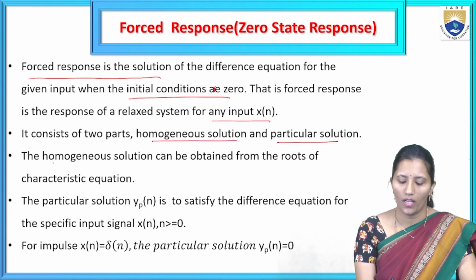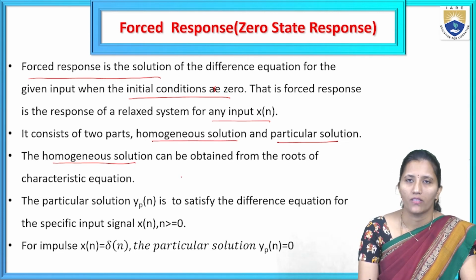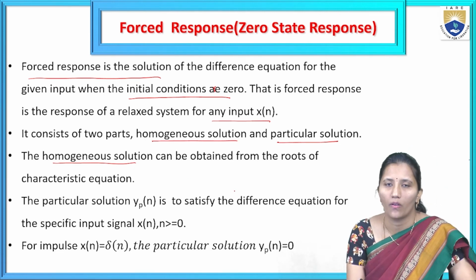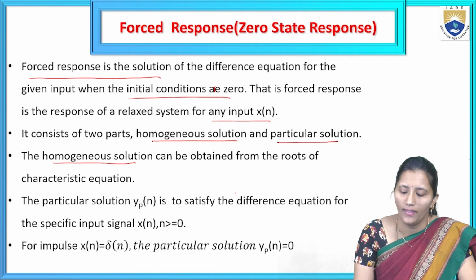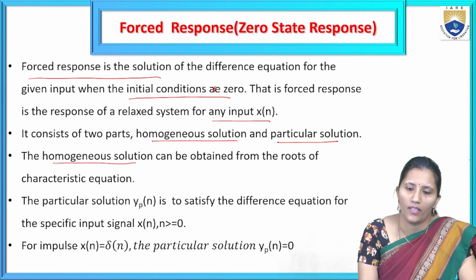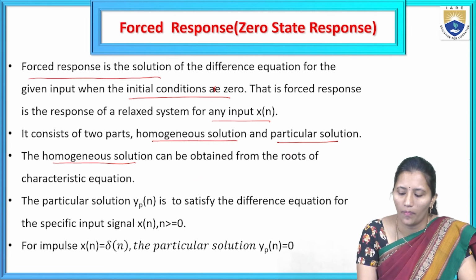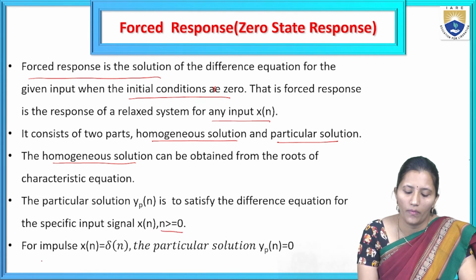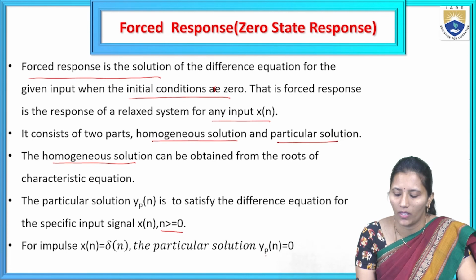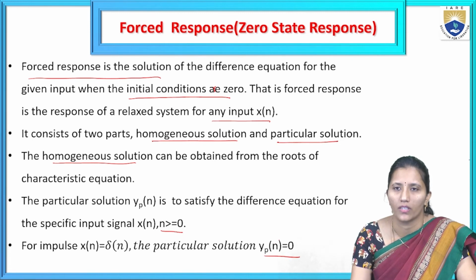So homogeneous solution already we discussed in the natural response, same procedure. We have to make the input term equal 0 and we have to find out the characteristic equation and roots of the characteristic equation. From that we have to write the yh of n. But the particular solution depends on only the input signal. So n greater than or equal to 0. Okay. For impulse signal, the particular solution is 0. We have to write the particular solution is equal to 0.